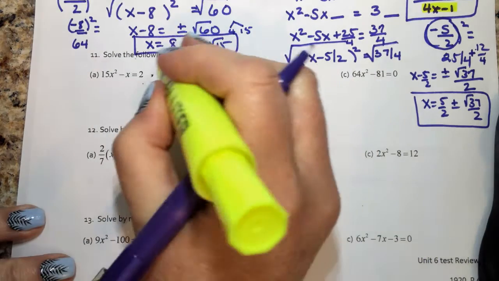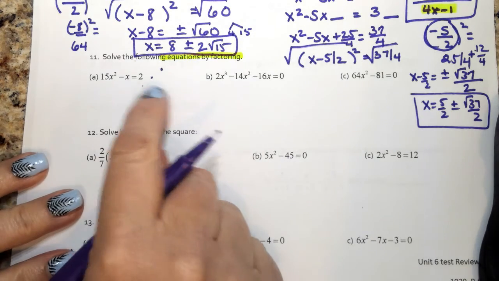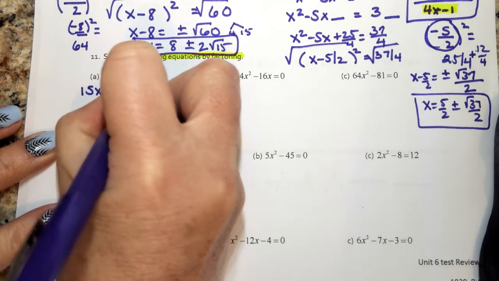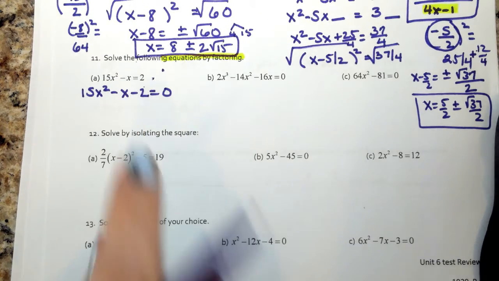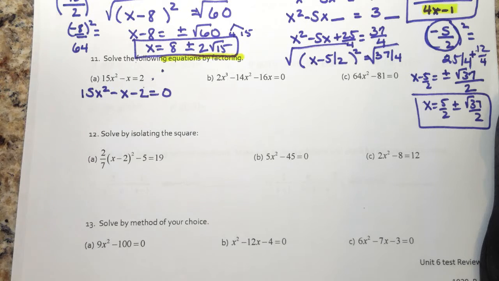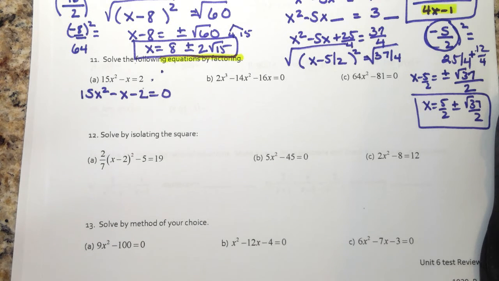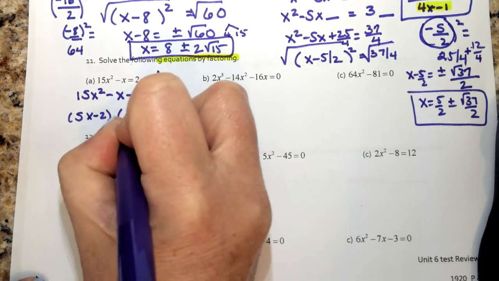Next, they're asking me to solve by factoring, so all your different techniques of factoring. Remember, when you solve by factoring, you always want to have a 0 on one side. So again, you have a trinomial where the leading coefficient is not equal to 1. Some of you may use the m method, the x method. Whatever method you use is completely up to you, but you should get the same answer. So this should factor into 5x minus 2 times 3x plus 1.